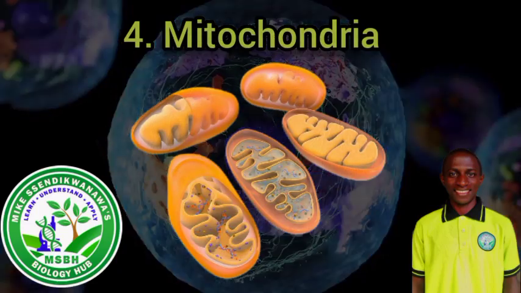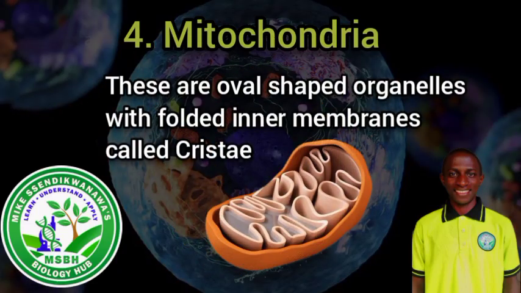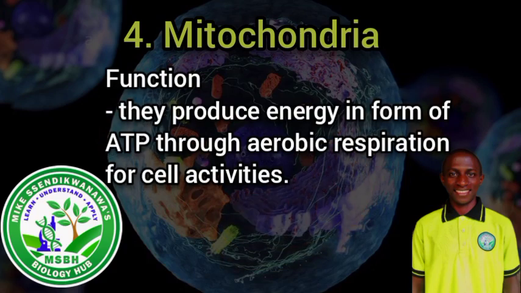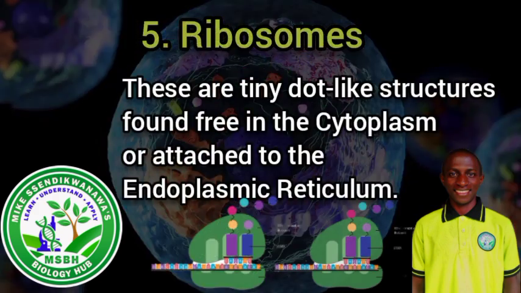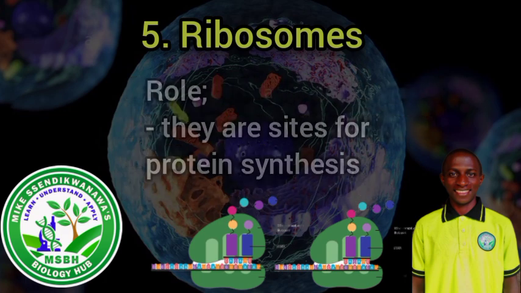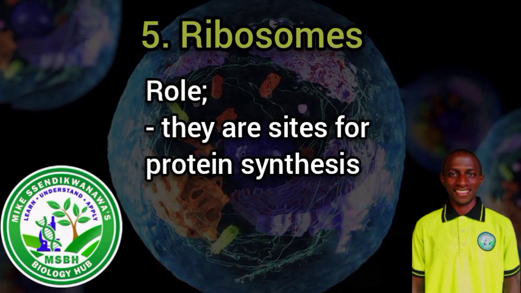4. Mitochondria. These are oval-shaped organelles with folded inner membranes called cristae. Function: they produce energy in form of ATP through aerobic respiration for cell activities. 5. Ribosomes. These are tiny dot-like structures found free in the cytoplasm or attached to the endoplasmic reticulum. Role: they are sites for protein synthesis.